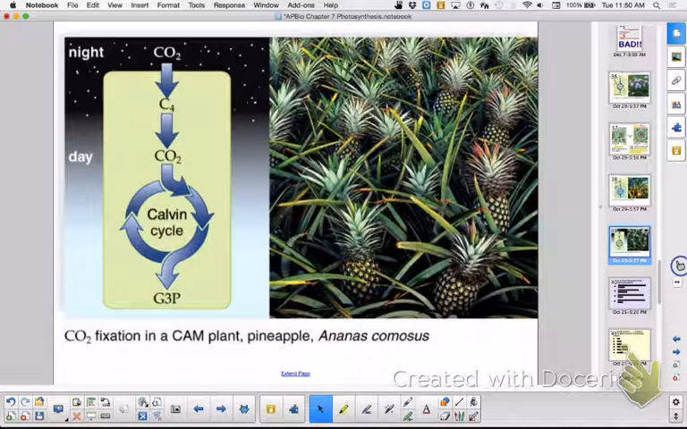Fix CO2 at night to PEP when the stomata can afford to be open. Release it during the day once the light-dependent reactions begin. Photosynthesis is minimal, but it allows CAM plants to live with their stomata closed during the day. Closed during the day.